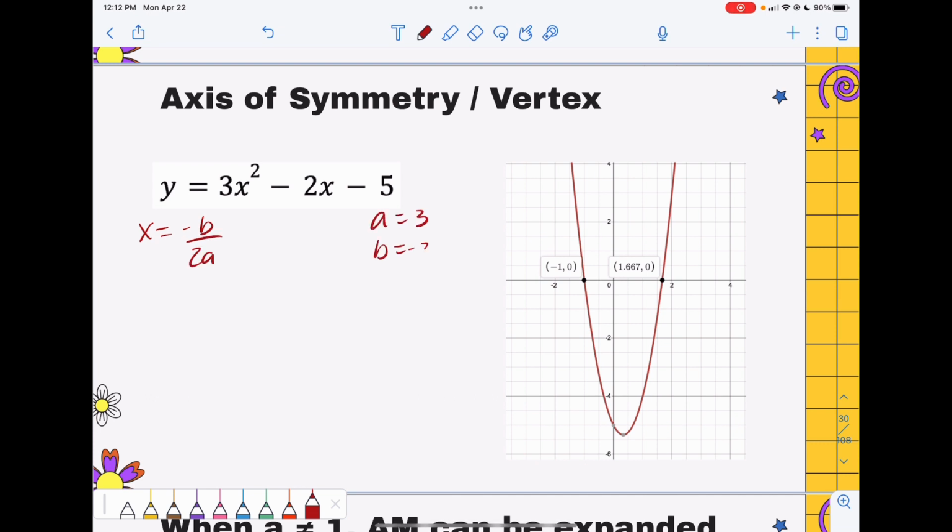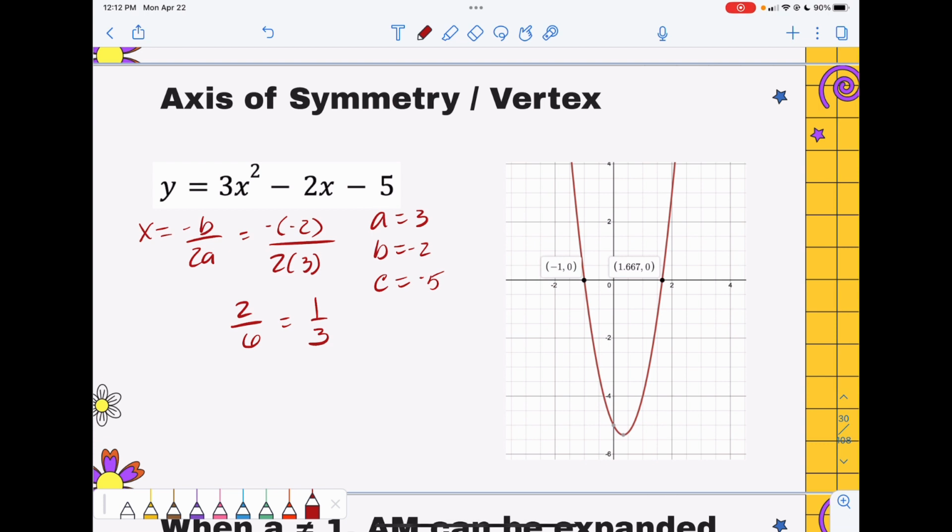I know a is 3, b is negative 2, c is negative 5. I can substitute in negative 2 over 2 times positive 3. That would be positive 2 over 6, which is 1/3. That's my axis of symmetry.